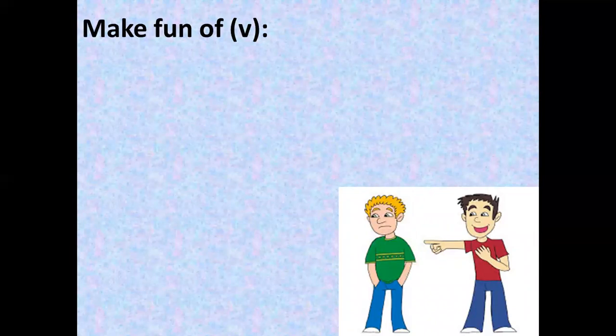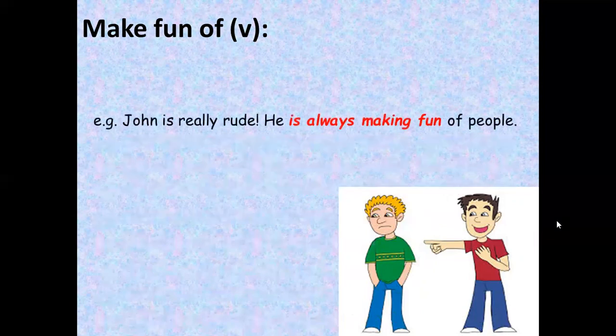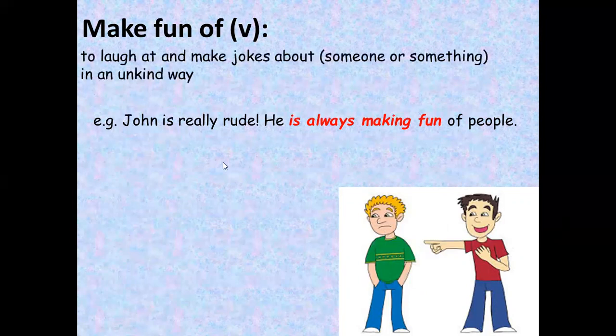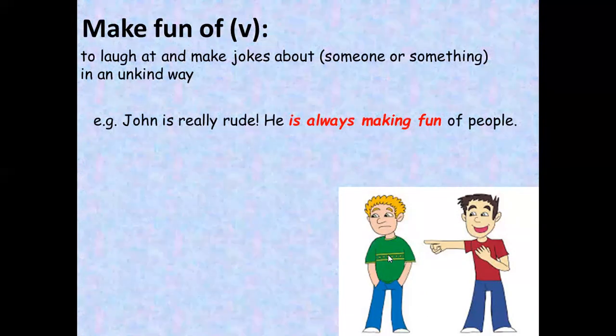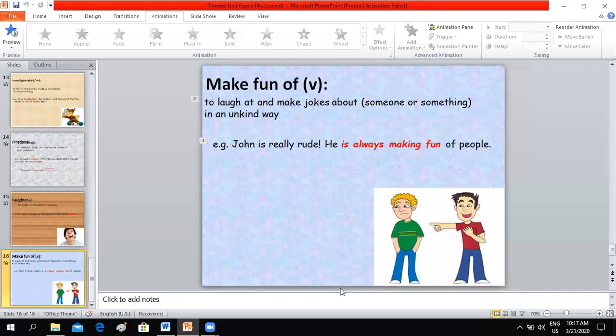Our last word is make fun of. It's a verb. Look at John. John is really rude. He is always making fun of people. John is pointing a finger at his friend and he's making him feel uncomfortable. Making fun of means to laugh at and make jokes about someone or something in an unkind way. John is rude. He's making fun of his friend. He's telling jokes about his friend.